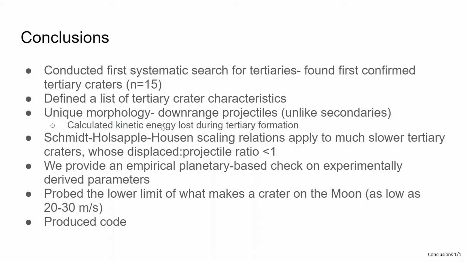We also calculated the kinetic energy lost during the tertiary formation. We also tested the Schmidt-Holsapple-Housen scaling relations and noted that they actually do apply to much slower tertiary craters, even ones that have the wrong volume ratio. So we provided an empirical planetary-based check on experimentally derived parameters that are used in these scaling relations. In addition, we're probing the lower limit of what will actually make a crater on the moon, as low as 20 to 30 meters per second. There are some people in the planetary world who might say that wouldn't make a crater. Well, it does. And we produced some code that will help us in the future.